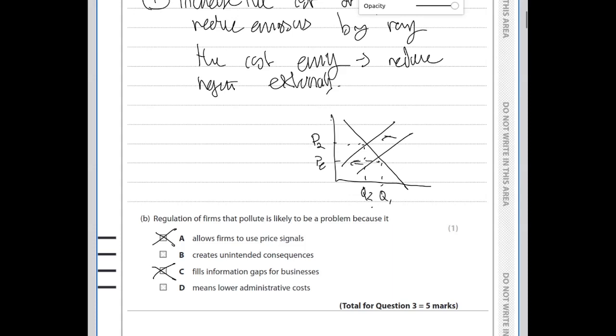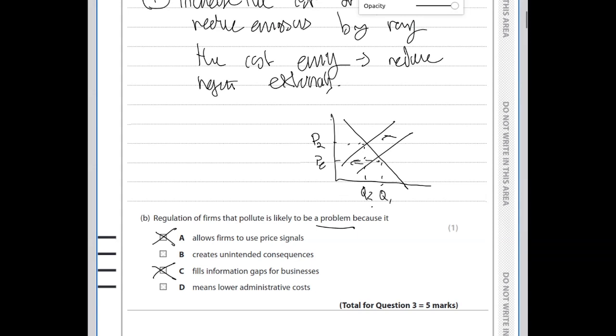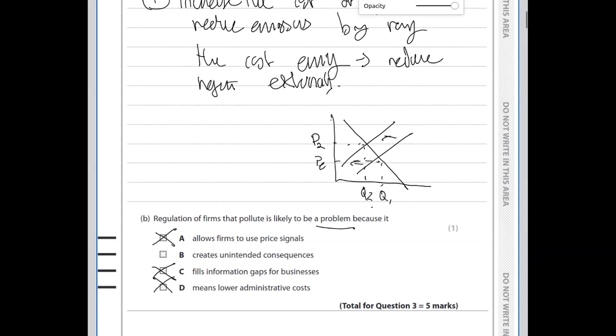Lower administration costs, again, would not be a problem. That's a good thing, right? But also, regulations generally increase administration costs. So the answer is B, which is a little bit vague, creates unintended consequences. I'm sure it does. But basically, you can exclude the other three, and that's the only one that makes sense in this case.